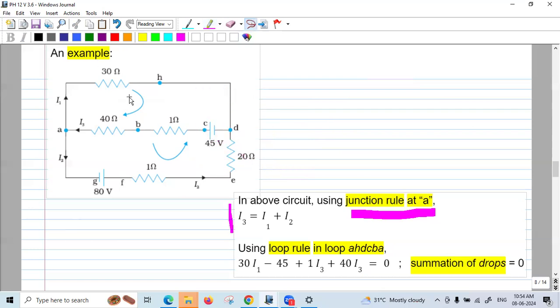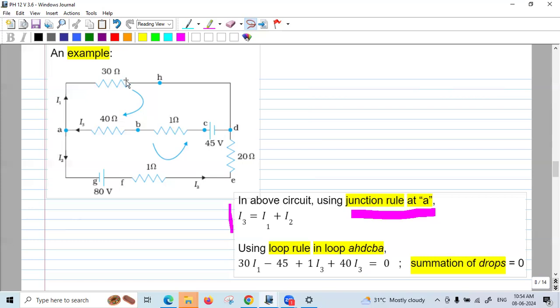But I have two loops. In this first loop, A, H, B, C, this is the first loop, and this is the direction of the loop. You can take some direction for the loop. Along the direction of the loop, I'll collect the voltage drops.